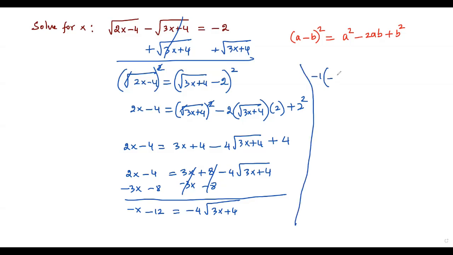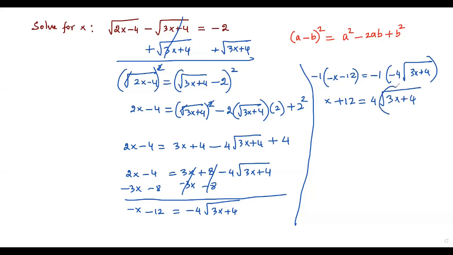So negative 1 times negative x minus 12 equals negative 1 times negative 4 times the square root of 3x plus 4. So negative 1 times negative x will be positive x, negative 1 times negative 12 will be positive 12, negative 1 times negative 4 will be positive 4 times the square root of 3x plus 4. Okay, to get rid of this square root, I have to square both sides. Now I'm going to square both sides.